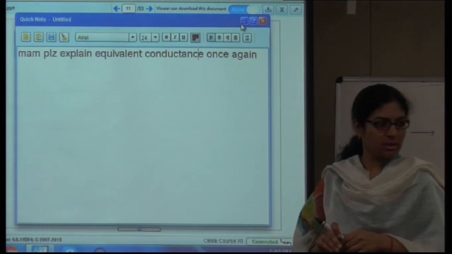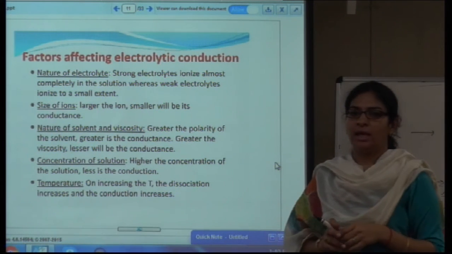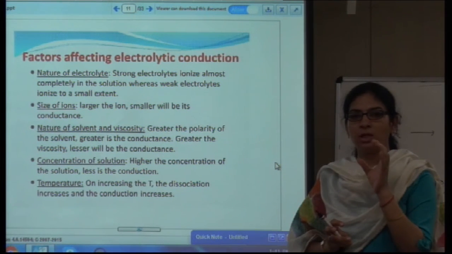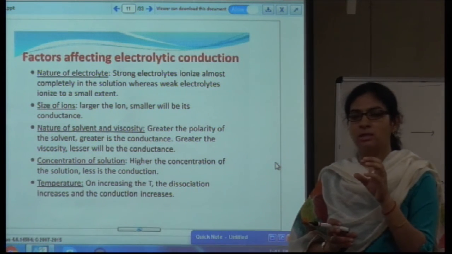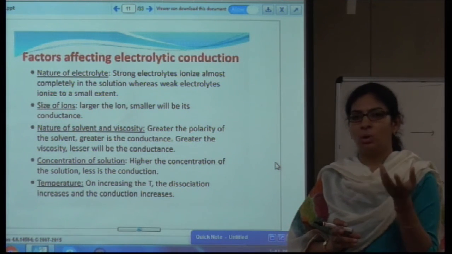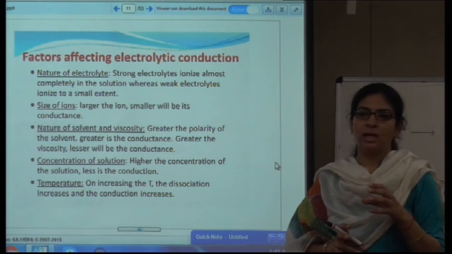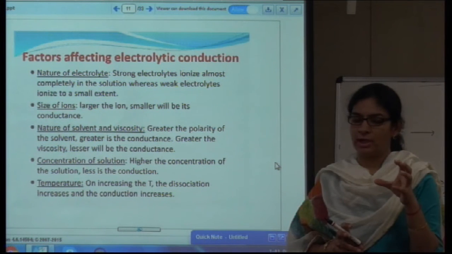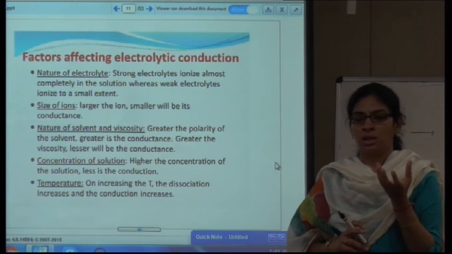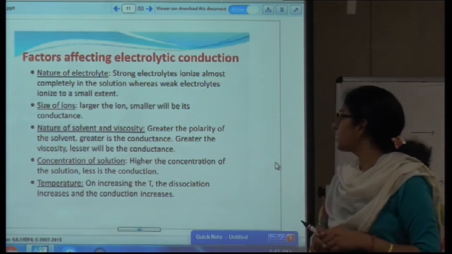Equivalent conductance once again. As I explained, if you specify the quantity of electrolyte as 1 gram equivalent, then the conductance offered by all those ions is known as the equivalent conductance. That means 1 gram equivalent of an electrolyte is taken in V volume of a solution, and the conductance offered by that solution is known as equivalent conductance.